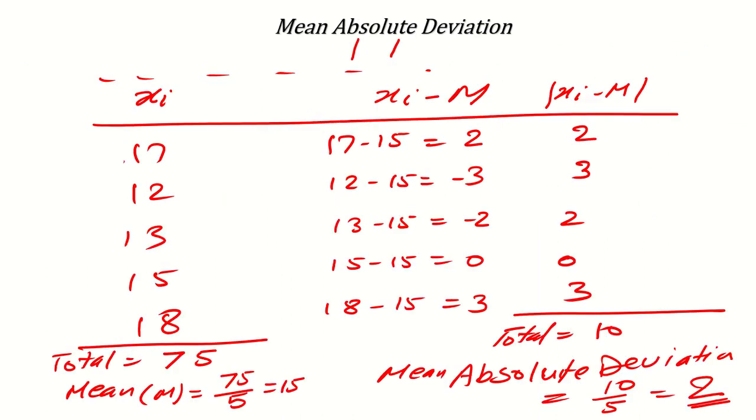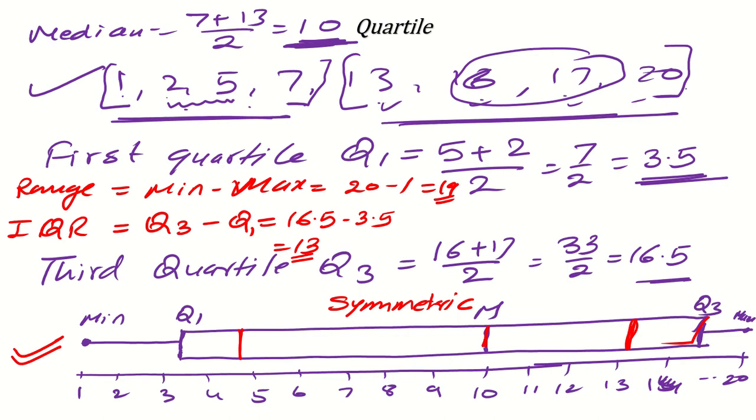Okay, the quartile range, where was it? This one. You see, try to remember. I will try to remember. Okay, the first quartile is 3.5, the third quartile is 16.5. And the minimum number is 1, the maximum number is 20.